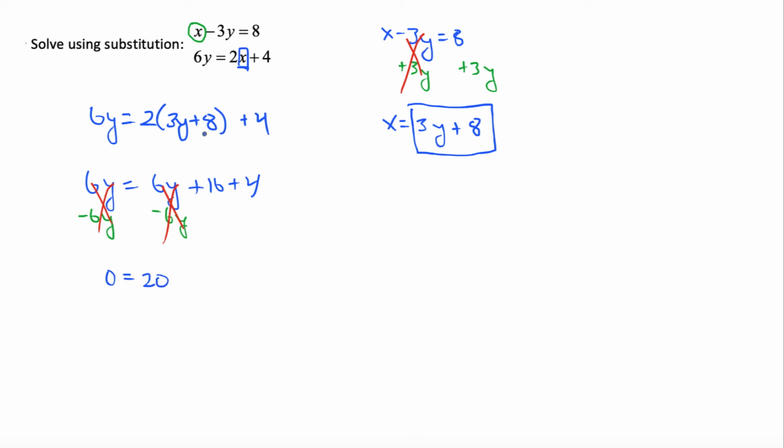But what does that mean, right? Remember, you have to answer this question. This is a system of linear equations. These are two lines. Okay? In a contradiction, that means there is going to be no solution. Okay? That is the answer here, right?